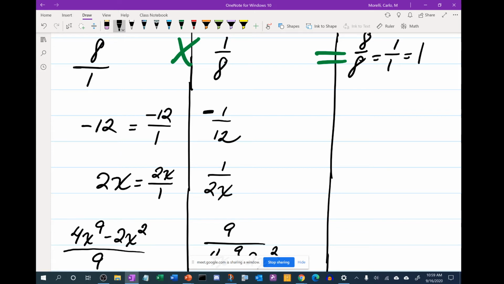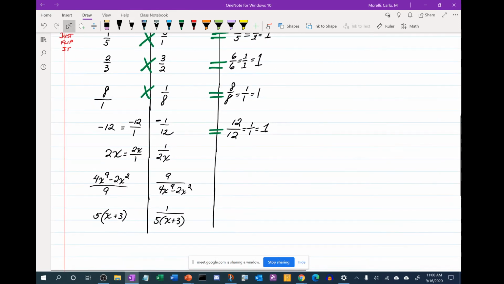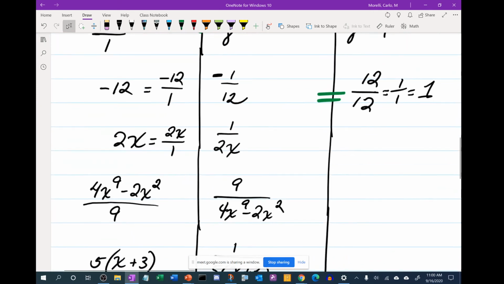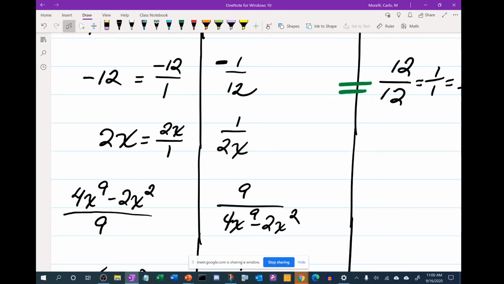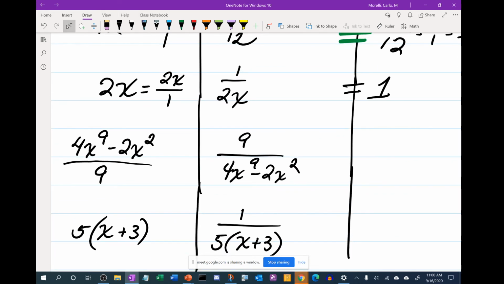So let's do this one. Negative 12. So we're going to have negative 12 times negative 1 over 12, which equals positive 12 over 12, and that reduces down to 1 over 1, or just 1. What's the pattern here? They're all equal to 1. Okay, so let's see how quickly you can tell me. If I multiply 2x times 1 over 2x, what's the answer? Just 1.